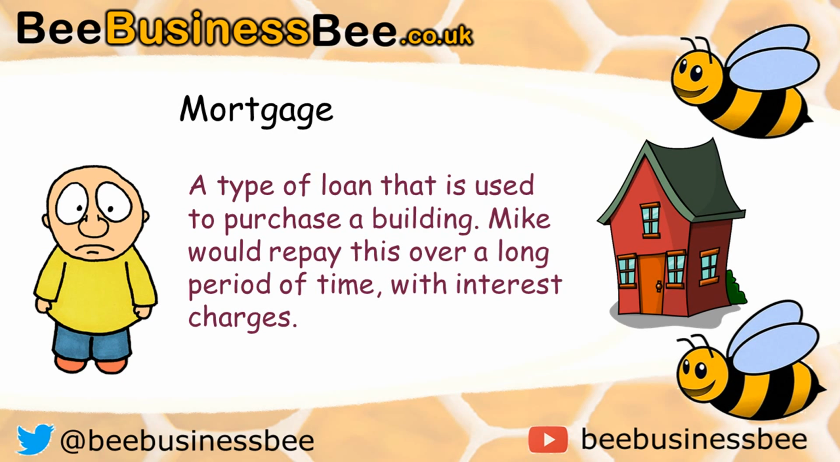Now, the APR on a mortgage tends to be a lot lower, more like 3%. However, bear in mind that Mike will be paying back this mortgage for maybe 25 years, 35 years, 45 years. So even though it's a small APR, it's a small APR on a large sum of money that Mike's borrowed, which he's going to pay back over a long period of time.